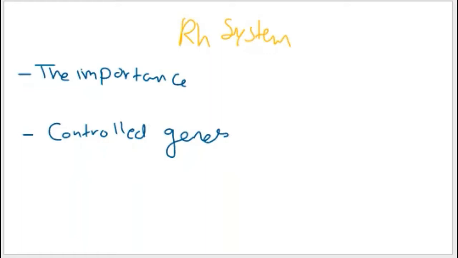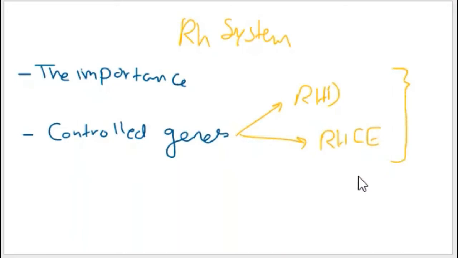This system is controlled by two genes. It's controlled by the RHD gene. Also, it's controlled by the RHCE gene. These two genes are homologous genes, both located on chromosome number 1. Unlike other systems, most red blood cell systems are controlled by one gene. However, the RH system is one of the exceptions. It's controlled by two genes rather than one.